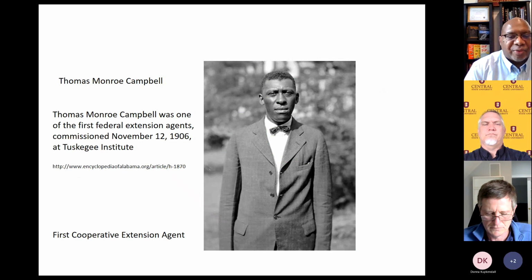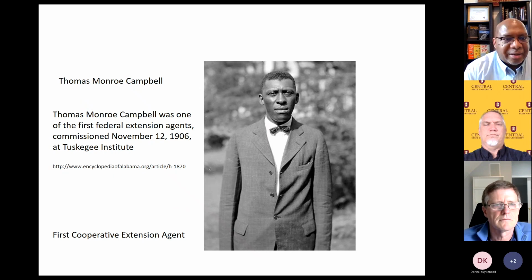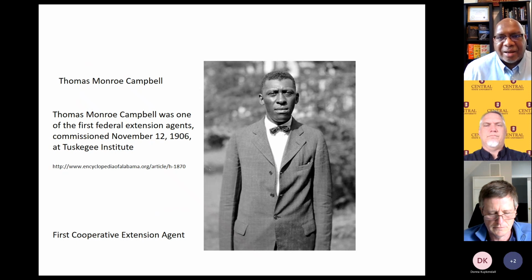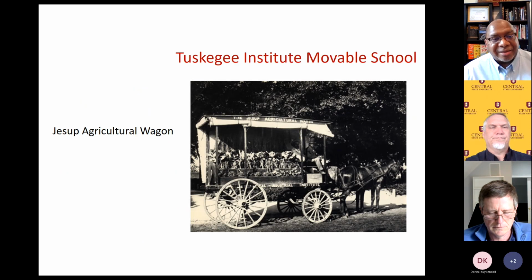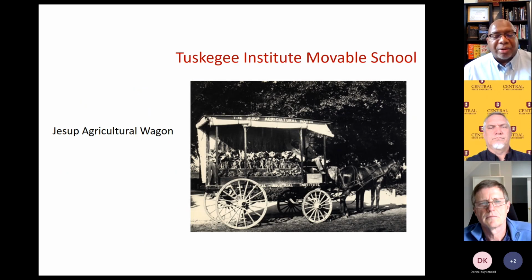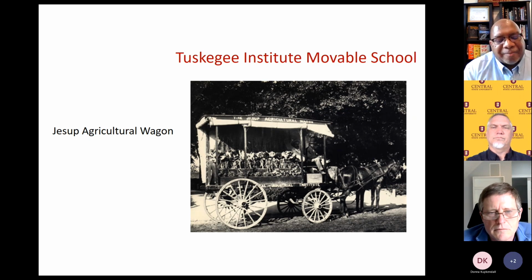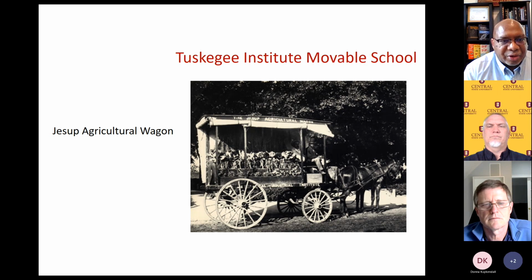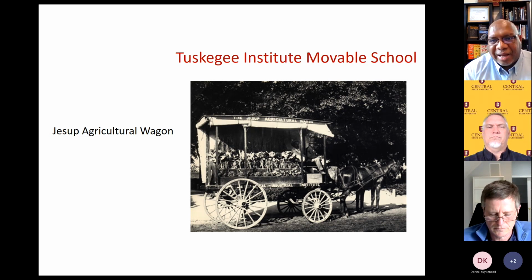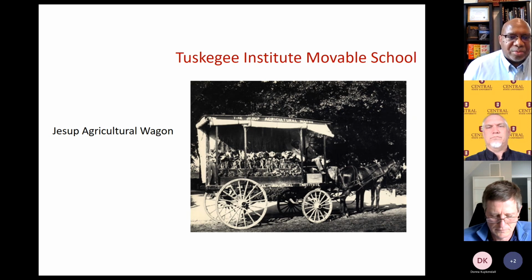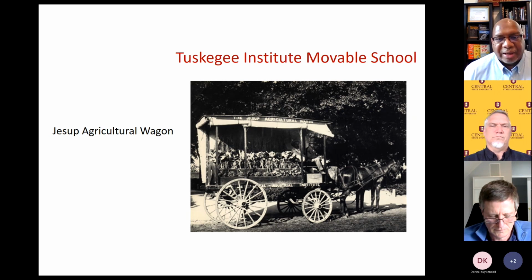Historically, one of the first extension agents was Thomas Monroe Campbell, who began at Tuskegee Institute as a cooperative extension agent, and basically helped to implement the Tuskegee movable school. At that time, in terms of serving the agricultural needs of the communities they were serving, they used what they called the Jessup wagon, and they would load on different farming tools, different apparatus, and then go and teach these different practices to the farmers to help improve their farming techniques and their production.